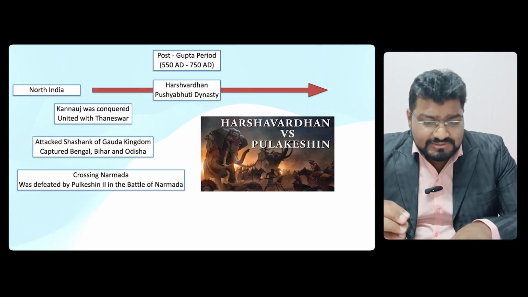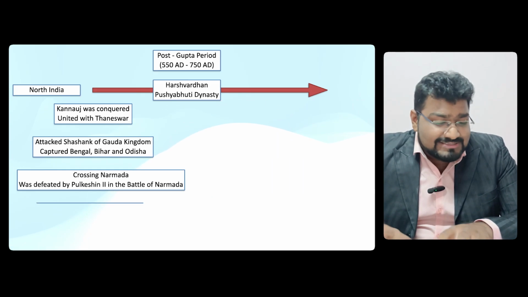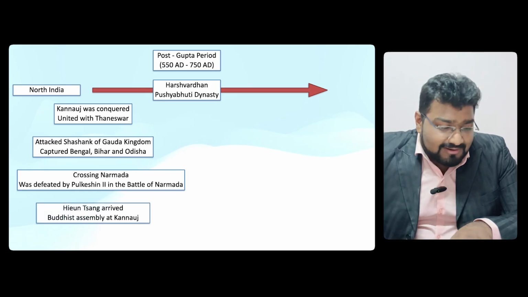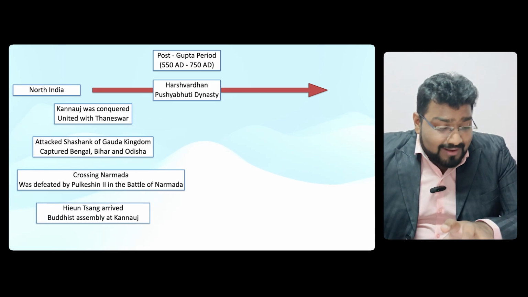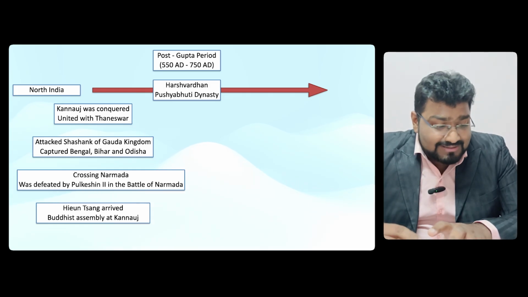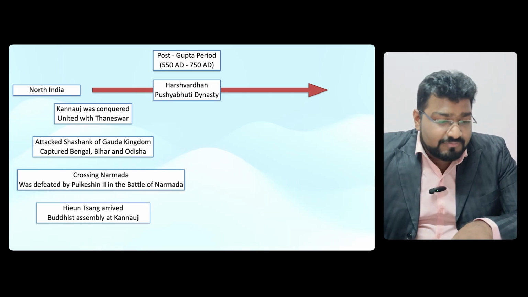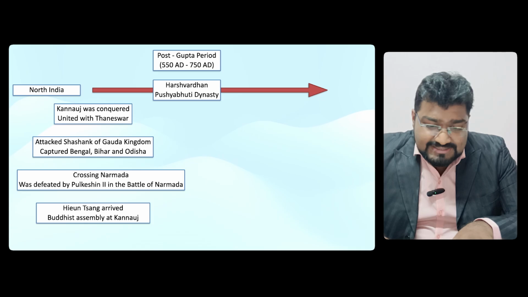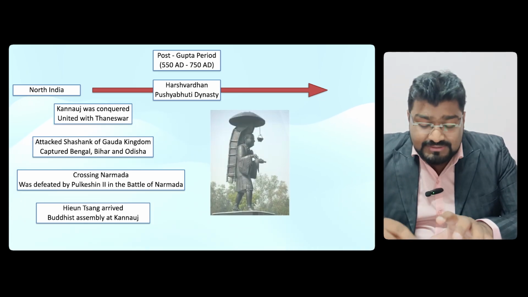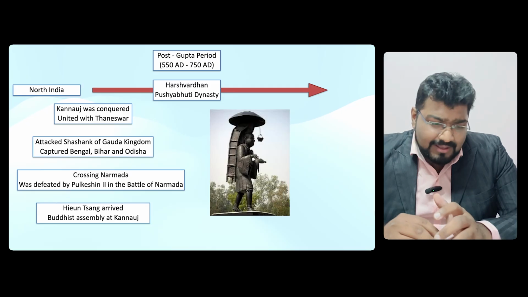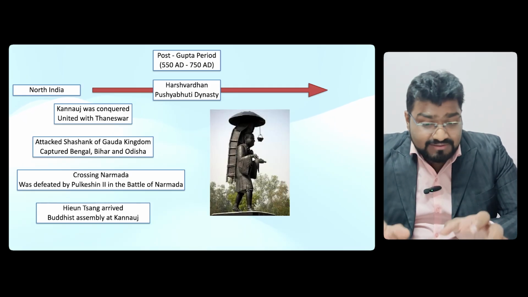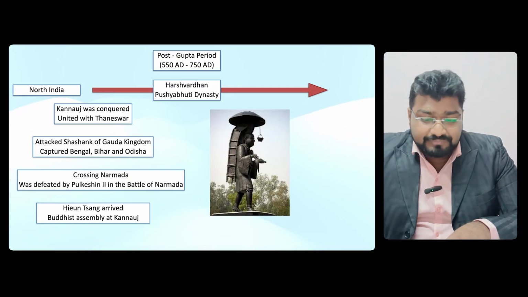Then you will get to see that the famous foreign traveler Yuan Sang arrived at the court of Harsha, and a Buddhist assembly was conducted at Kannauj during the period of Harshavardhan. Yuan Sang's detailed memoirs tell of Harsha's kingdom, how it was law abiding, how it was spiritually rich and intellectually alive as well.